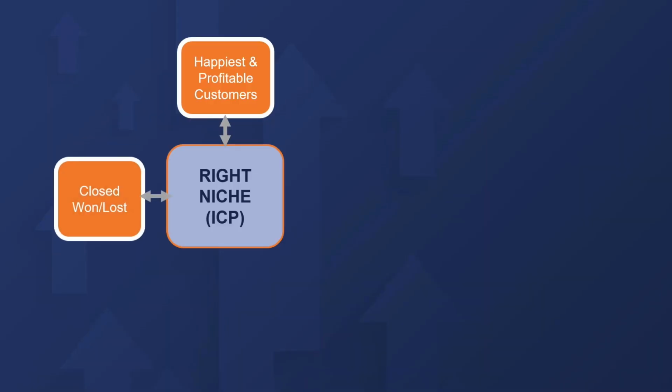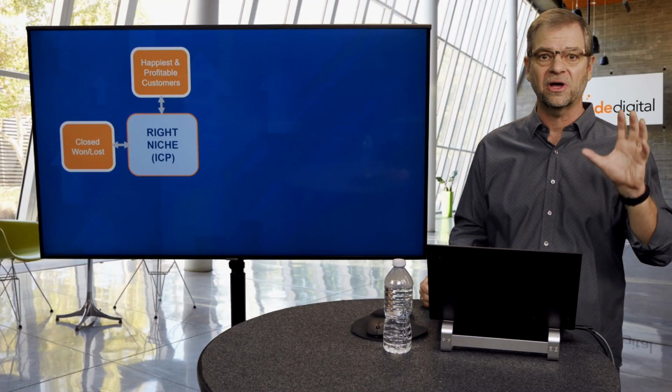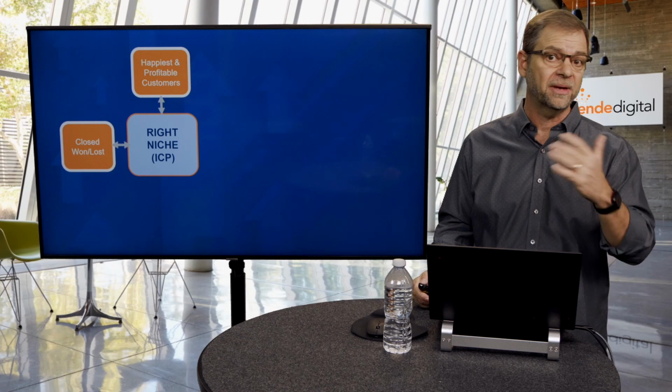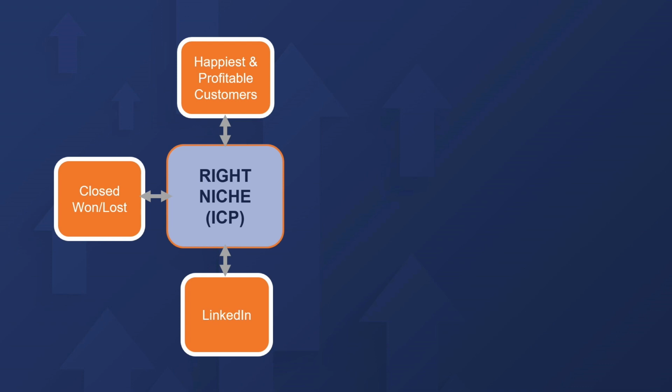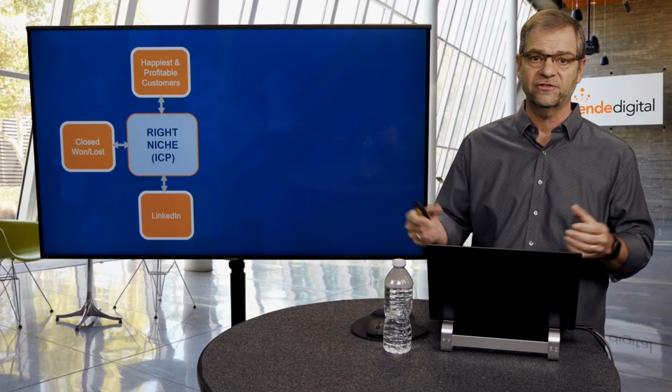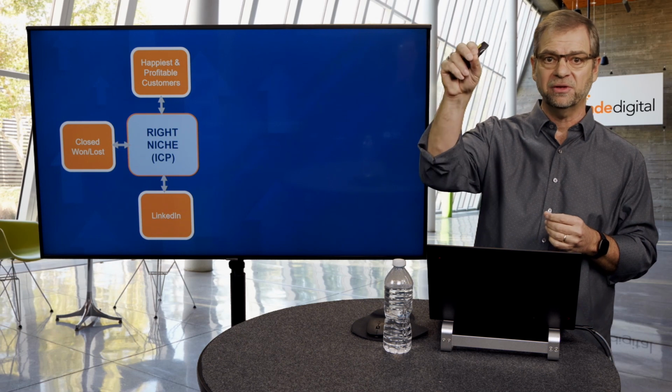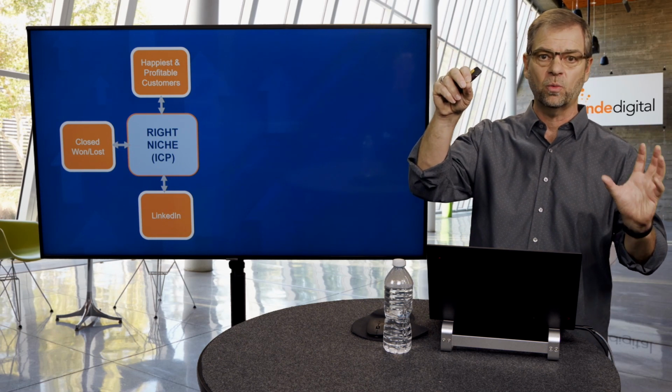Then we also want to take a look at, and this is a huge miss, I see this all the time, your closed won and closed lost deals, the ones that are happening right now, and analyze why they said yes and why they said no. That's going to give you good indicators on who your ideal customer profile should be, or maybe who they aren't. And then the last bucket, if you will, is to go to LinkedIn. I love LinkedIn because it gives you the ability to size out how big this market is. So you've figured it out by looking at existing customers and recent closed won, closed lost.